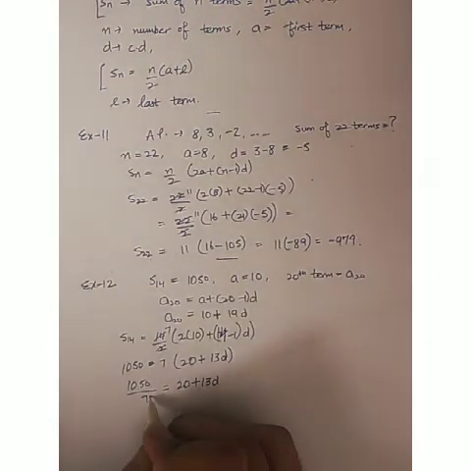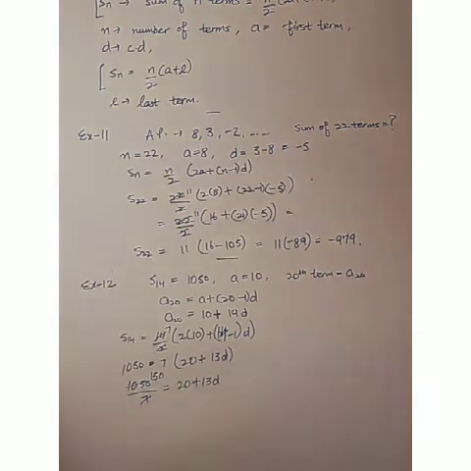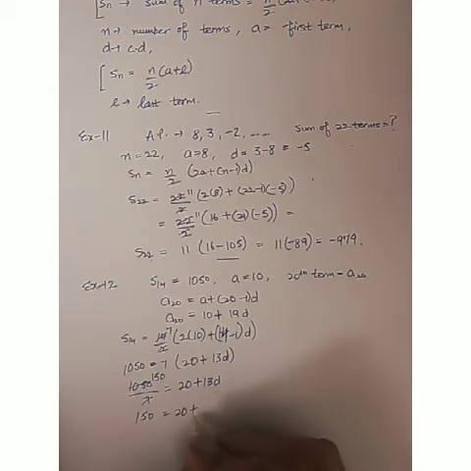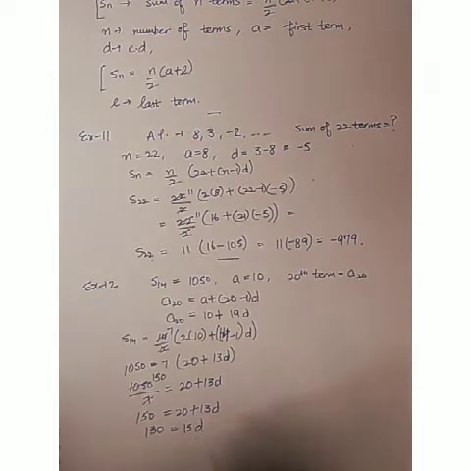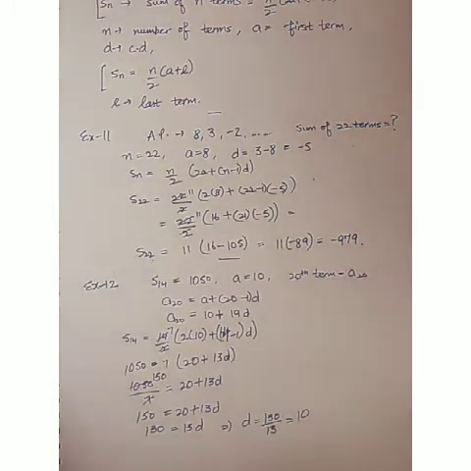Now cancel these terms. 7 1s are 7, 7 5s are 35, 0. We will get 150 is equal to 20 plus 13d. 150 minus 20, that is 130. 130 is equal to 13d, and ultimately your d will be equal to 130 upon 13, which is 10. So we have d equal to 10.